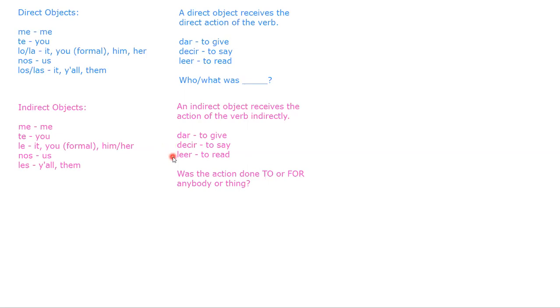Leer. Okay. Now this one, maybe. So we said a book is what was read. Was the book read to or for anybody else? Now, it's very possible to just read a book without reading it to anybody else or for anybody else. But it is possible. Maybe you're reading something out loud to somebody else. Maybe you're reading a bedtime book to a kid. So it's possible. It totally depends on the situation, but not necessary. We'll come up with an example of each.